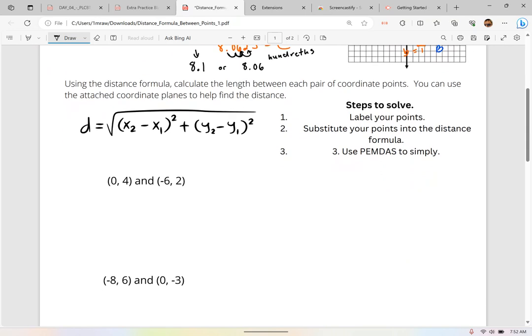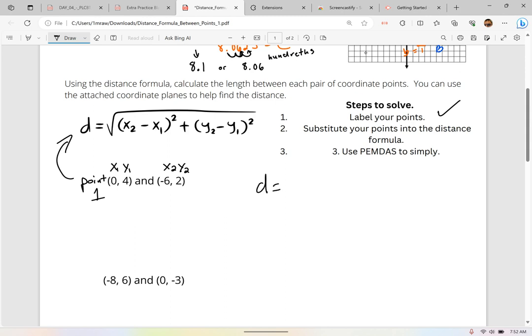So the first thing you want to do is label your points. Super important. So when I say label, you're going to take this one, which we'll call point 1, and we'll label it x1, y1. X1, y1 stand for the x value of the first point and the y value of the first point. That's why you have that little subscript right there. And then this will be x2, y2. Now that we have labeled, we substitute our points into the distance formula.